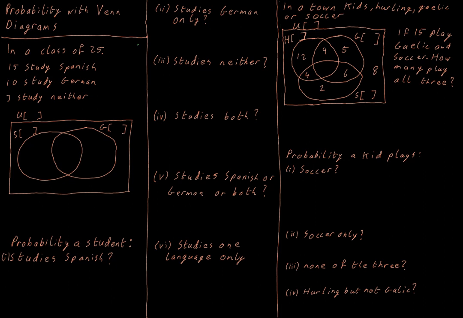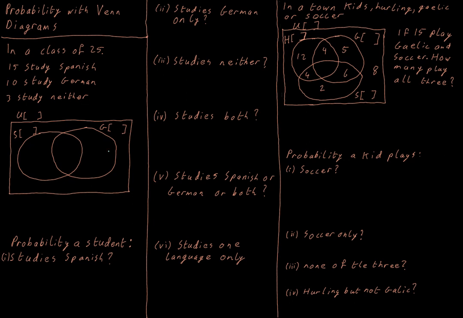So in aid of telling the story of the questions we're given, it is sometimes helpful to use Venn diagrams, and sometimes in the exams we will directly be given Venn diagrams and asked probability questions, but they're also a more general tool for understanding questions. So let's look into it. In a class of 25 students, 15 study Spanish, 10 study German, and 3 study neither.